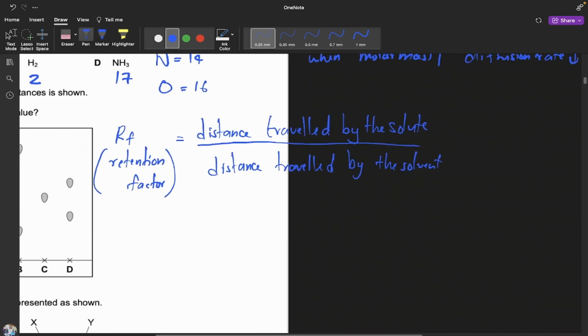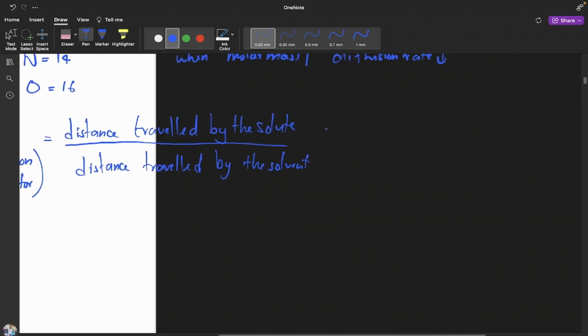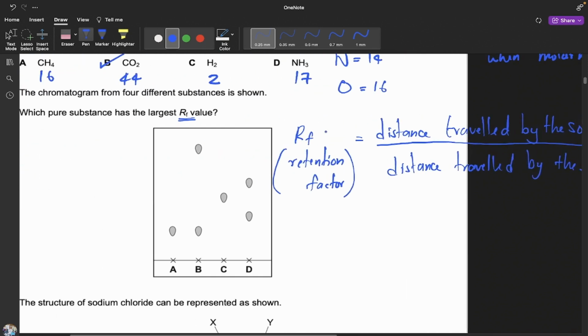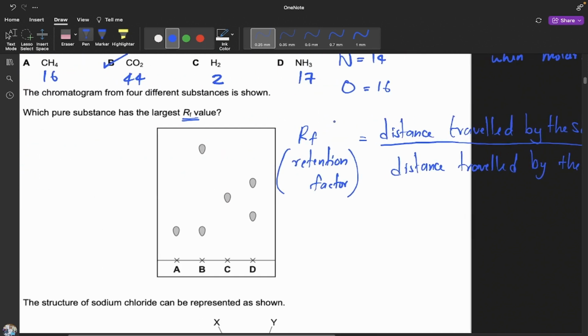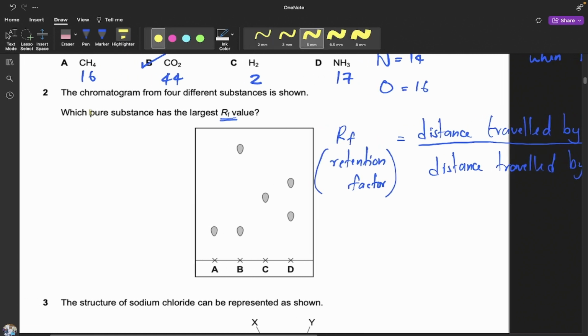In other words, you can say the speed of the dissolution of the solute is also given in the RF value. So it's a different thing. We'll discuss it on another day. You have to highlight, underline or note down this word. They are talking about pure substances. We will get to the point why it's important.